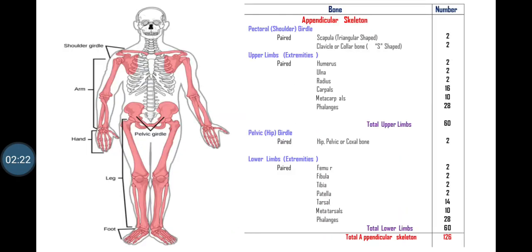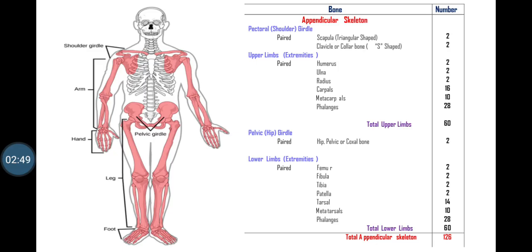Now we can see the chart of the appendicular skeleton system on our screen. It consists of pectoral girdle, upper limb, pelvic girdle, and lower limbs. Pectoral girdle contains pairs of scapula and clavicle bone. Upper limb contains pairs of humerus, ulna, radius, 16 carpals, 10 metacarpals, and 28 phalanges.